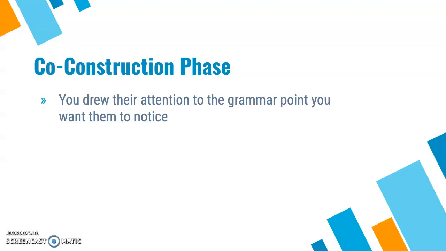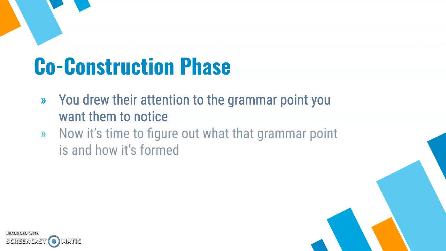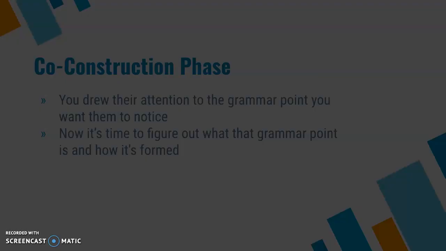So prior to this, you had them all set up and you drew their attention to the grammar point that you wanted them to notice. So you either color-coded or you bolded whatever words you wanted them to notice. So you've kind of set them up for that success, right? So now it's time to figure out, okay, what is that grammar point and how do we form it? That's kind of our goal of the co-construction phase, is for both parties, myself and the students, to figure out what this grammar point is and how do we use it, all right?